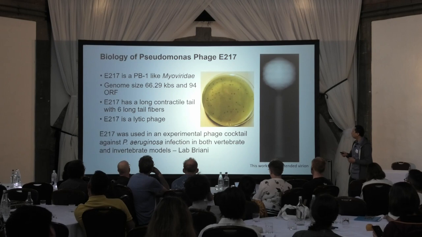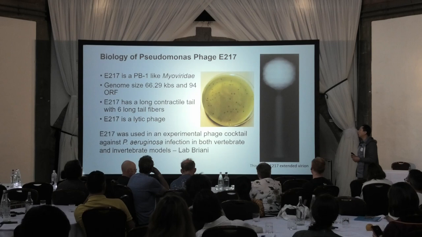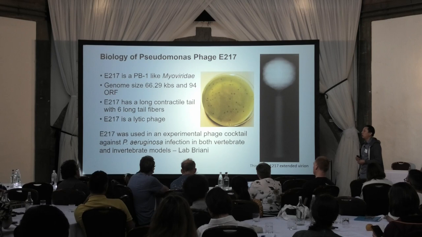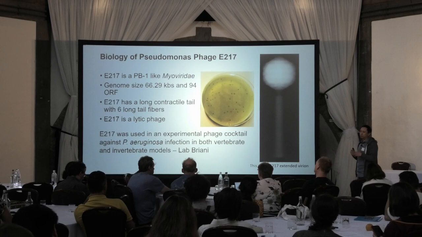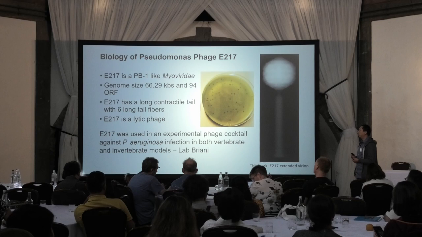Pseudomonas phage E217. Here is some basic information about it. It's a PB1-like phage, Myoviridae. The genome size is about 66,000 base pairs, about one third the size of the host's sequence, and it has 94 open reading frames.